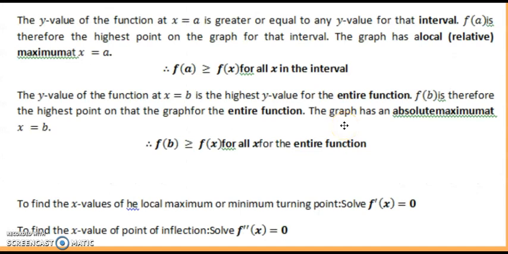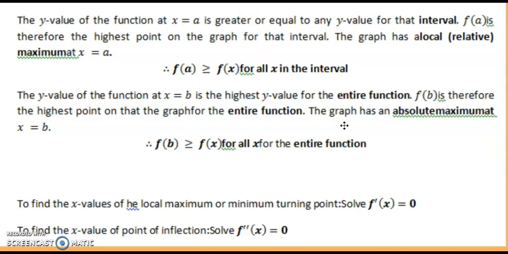The y value of the function at x is equal to a is greater or equal to any y value for that interval. The function of a is therefore the highest point on the graph for that interval. The graph has a local or relative maximum at x is equal to a. The function of a is greater or equal to the function of x for all x in the interval.